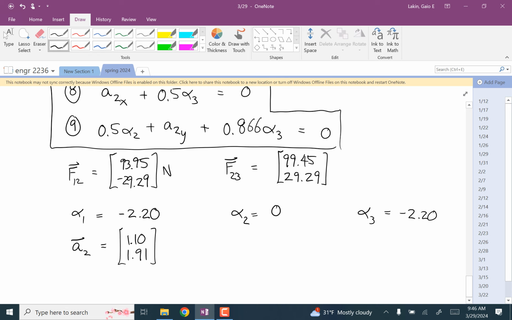The units: the forces are newtons. The angular accelerations are radians per second squared. And the acceleration of the center of mass of 2 is meters per second squared. Okay, if nobody else got the same stuff, we'll just go with these. I mean, that looks right. Looks reasonable. A3 is equal to A1. So if you're ever doing a problem, if you look at it geometry-wise, I can tell that A1 is going to equal A3.